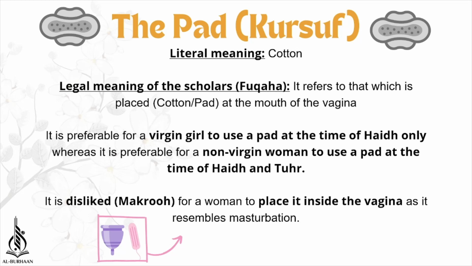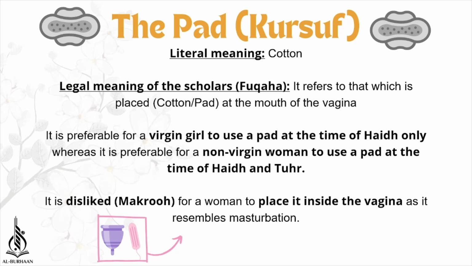So the fuqaha explain it is preferable for a virgin girl to use a pad at the time of haze only, whereas it is preferable for a non-virgin woman to use a pad at the time of haze and tuhar. So for a virgin girl, as a precaution, of course, she needs to keep herself pure and not mess her clothes, etc. So she'll use it at the time of haze. And when it comes to a non-virgin woman, she'll use it at both times. In other words, when it comes to a virgin girl, we try as far as possible not to put anything or use anything, just as a matter of precaution. But remember, this is only a matter of preference. It's not a matter of permissibility or impermissibility. So it's disliked, makruh, for a woman to place it inside the farj as it resembles masturbation.